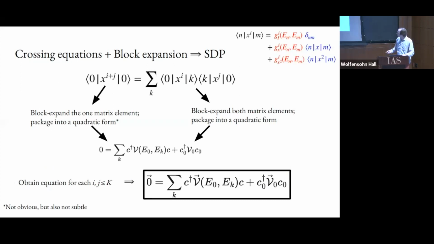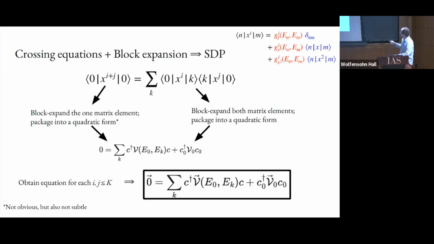To turn this into a bootstrap problem, what we have to do is write down the crossing equation for some particular pair of operators, and then plug the block expansion into each of the factors that appear. With this sort of procedure on the right, it's easy to see that you can put this into a quadratic form. So you expand both of those factors, and you get these vectors C, which are 3×1 vectors containing those blue matrix elements in the block expansion. And then you also get these conformal blocks, script V, which are 3×3 matrices of these known functions that you'd obtained by reducing the equations of motion.